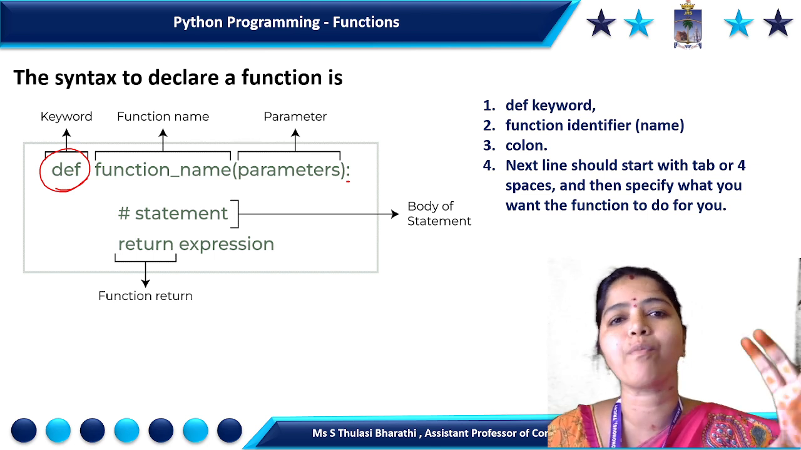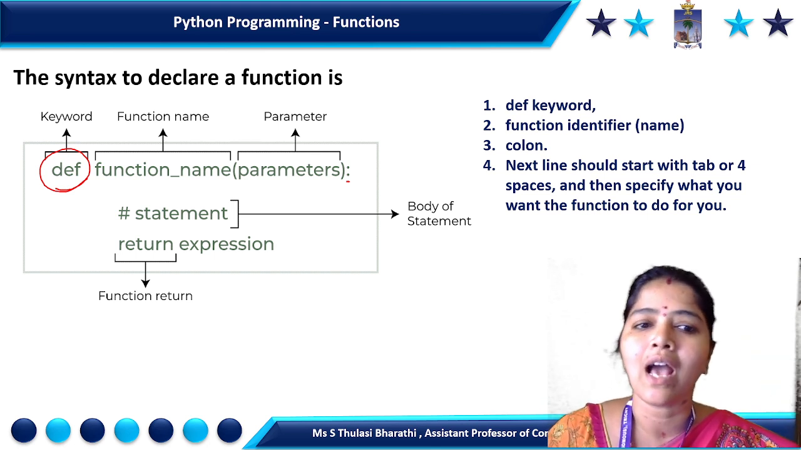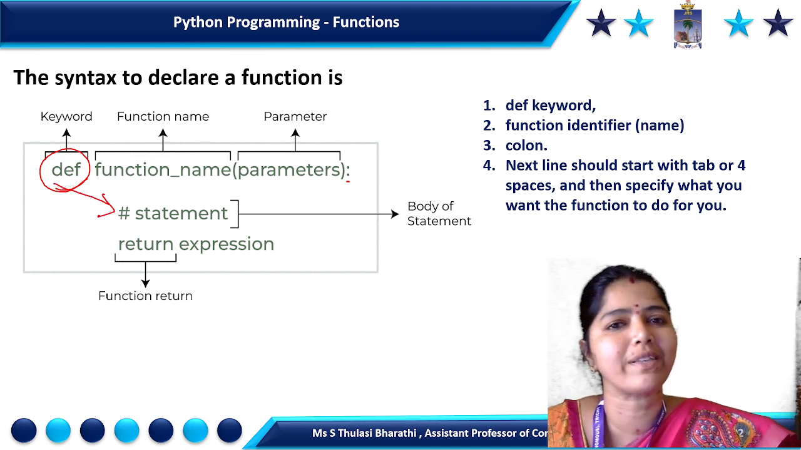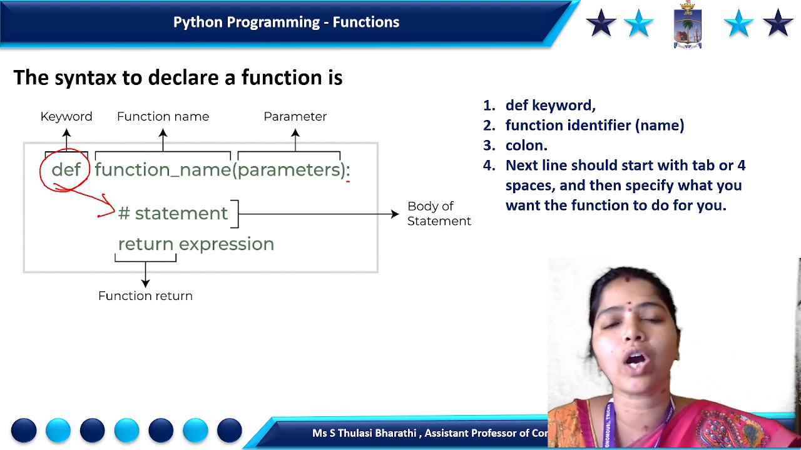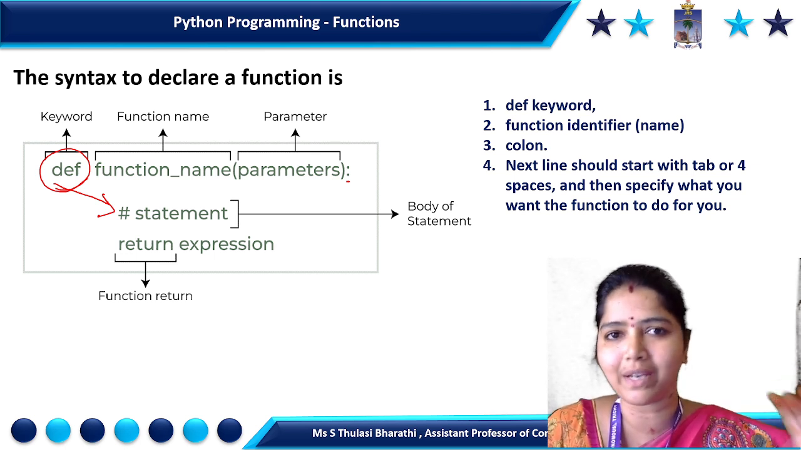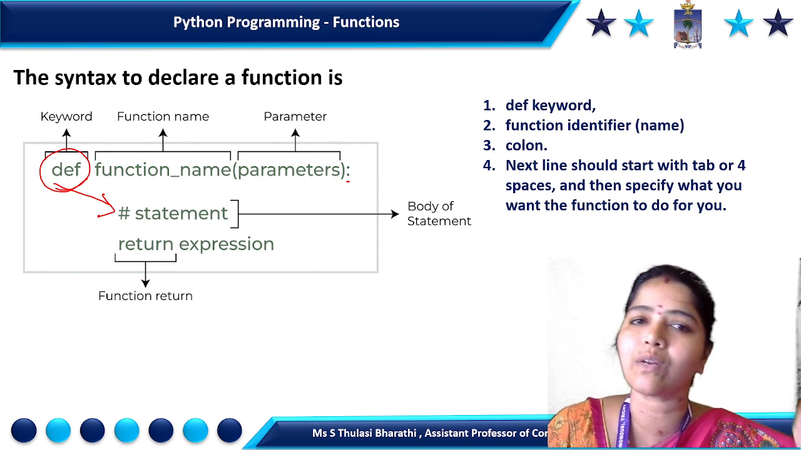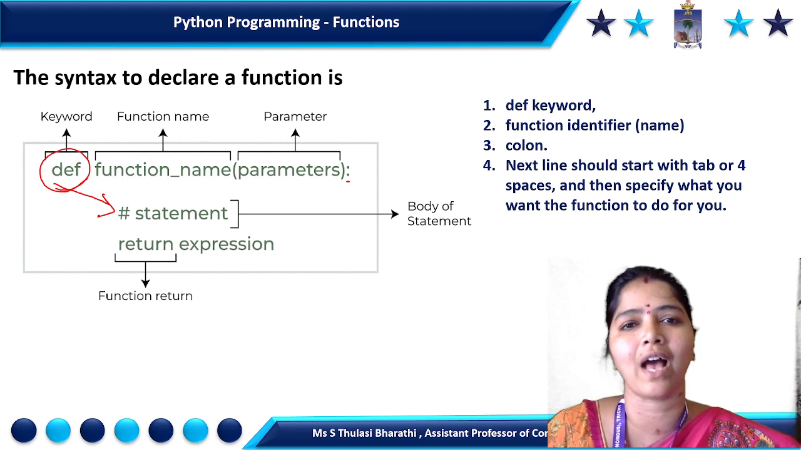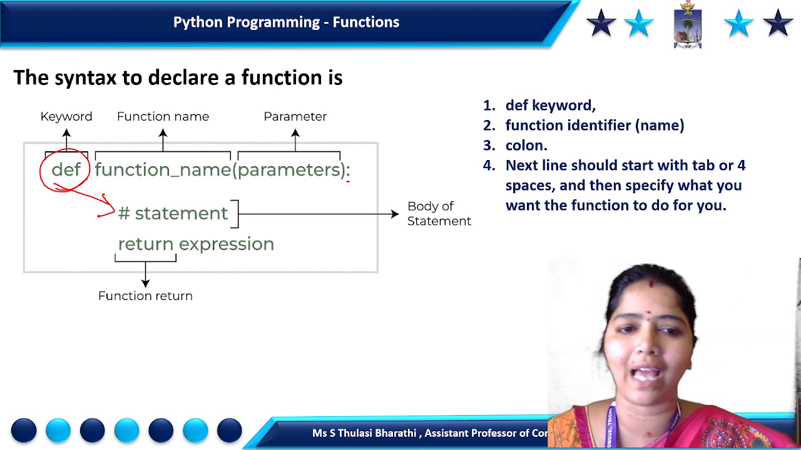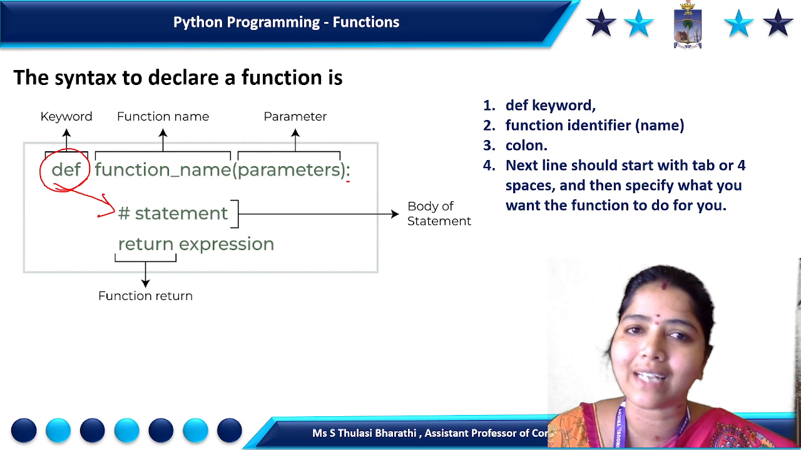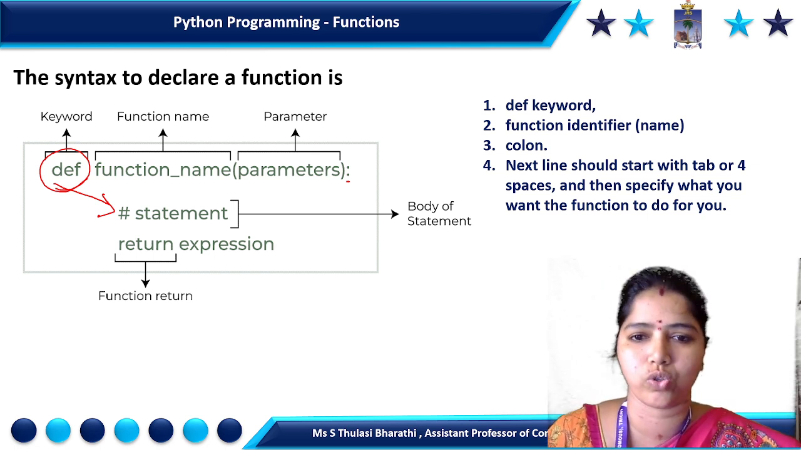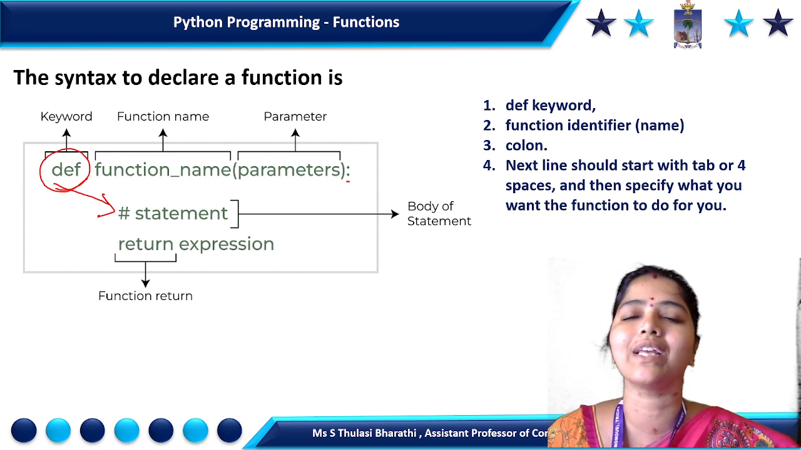And then we can have a body of statements, what has to be done, and that has to be given either a tab or 4 spaces away from the first line, because indentation is a very important point in Python programming, so that has to be taken care of. So we give either 1 tab space or 4 spaces, and then start writing whatever we want the function to carry out. Then we can end with a return expression. We will see later the working of return also. So this is the syntax to declare a function.